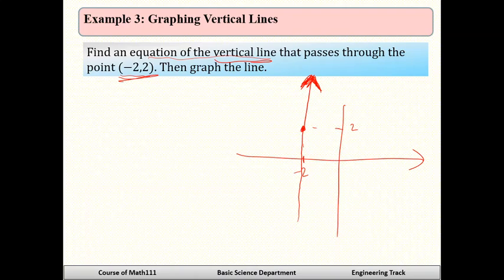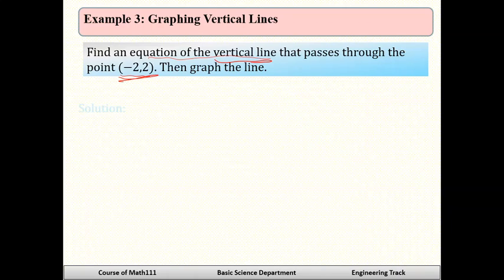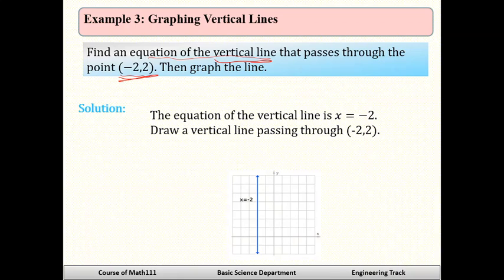If it's a vertical line, then it will be x equal to something, because all the points here have x components of minus 2, so I say x equal to minus 2 line. This is the x equal to minus 2 line. So this is the equation of the line, x equal to minus 2, and the graph is a vertical line. As you see here, minus 2 is here and 2 is here. So you see it's passing through minus 2, 2.